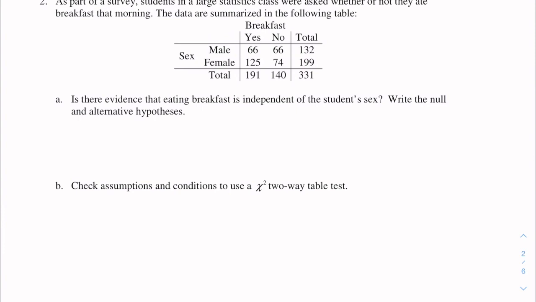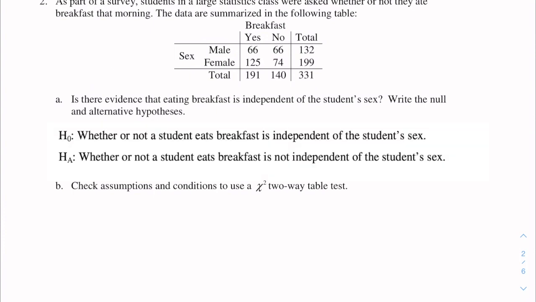So the first thing that we need to do is write our null hypothesis and check our assumptions and conditions before we jump to the calculator. So our null hypothesis, if we're looking to see if breakfast is independent from student sex, our null hypothesis would be whether or not a student eats breakfast is independent of student's sex, with our alternative meaning whether or not a student eats breakfast is not independent.